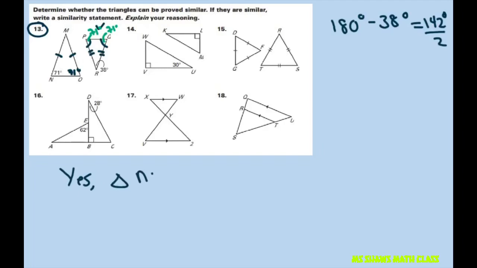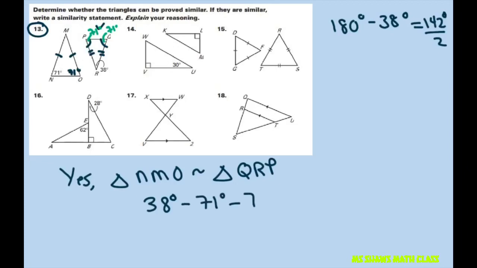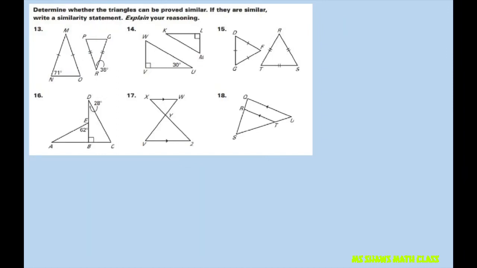triangle NMO is similar to triangle QRP. And that's because both have 38 degrees, 71 degrees, and 71 degrees. All right, the next one, I have 14, and I only know I have one angle here that are congruent to each other. I do know this is 60, but since I don't have any information on these two, this one is not enough information.